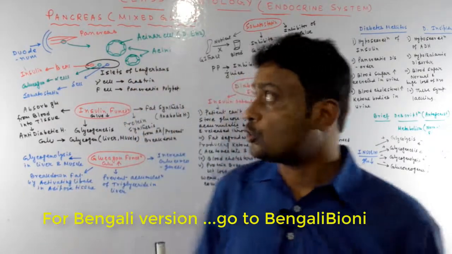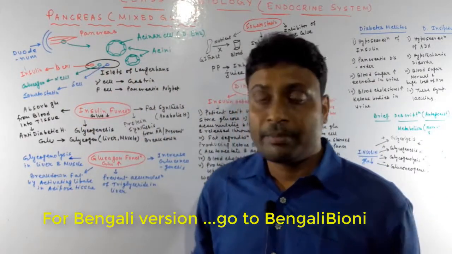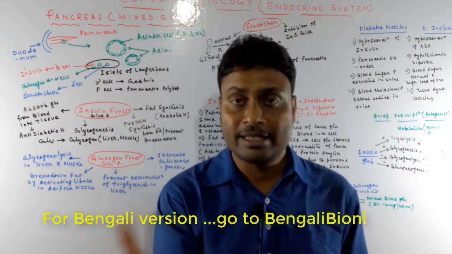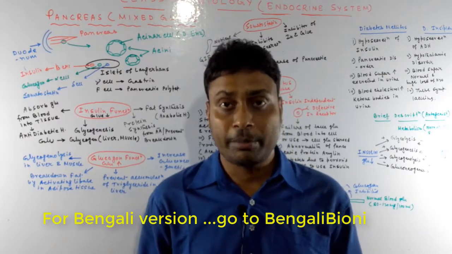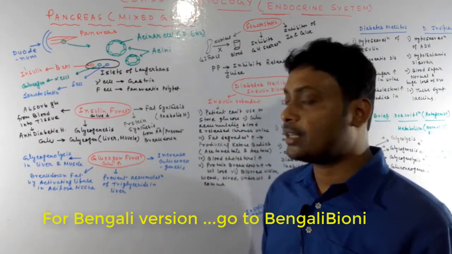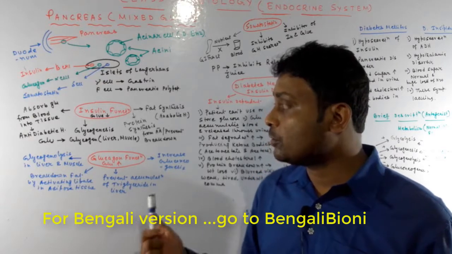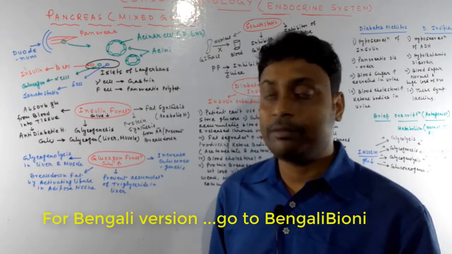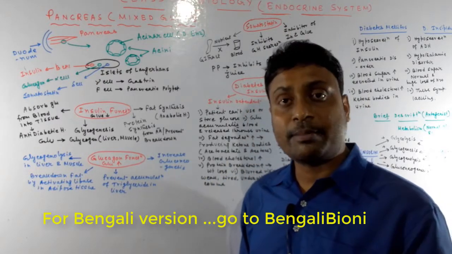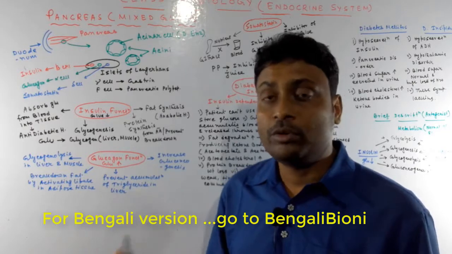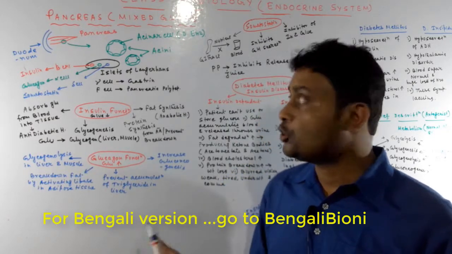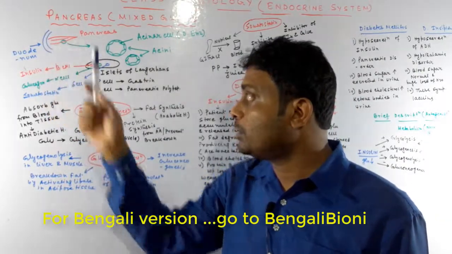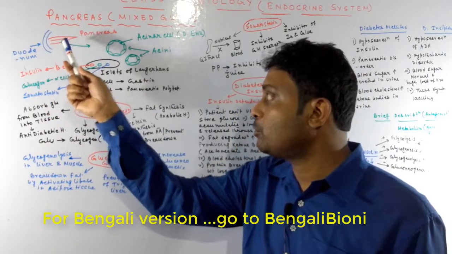Okay, so the pancreas is a kind of mixed gland because it secretes digestive enzymes, and this is the exocrine function of the pancreas. It also secretes many hormones, that is insulin, glucagon, somatostatin and pancreatic polypeptide, and these are the endocrine function of the pancreas. Since the pancreas performs both the exocrine and the endocrine role, it is called a mixed gland. And the pancreas is situated in the groove of the duodenum.